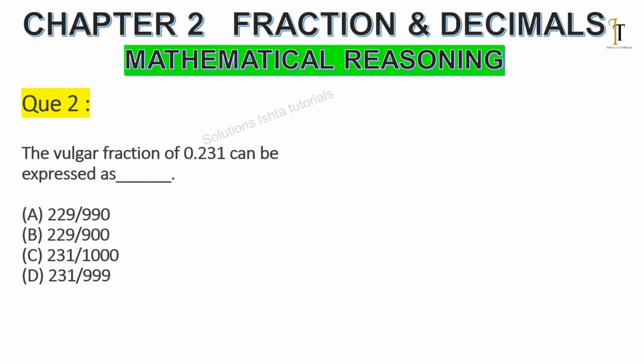Question number 2. The vulgar fraction of 0.231 can be expressed as option A 229 by 990, B 229 by 900, C 231 by 1000, D 231 by 999. So students, as we observe the options carefully, in A we have 229 but in the question we have 231, so it's an incorrect option. In B, 231 by 900, again 231 is in the question, so B is also incorrect. Let's check C 231 by 1000 and D 231 by 999. So proceed with the solution.